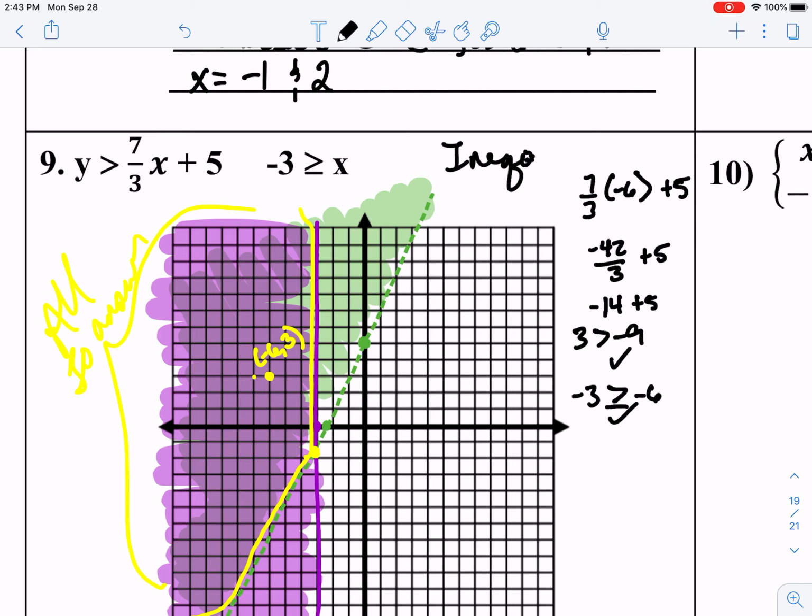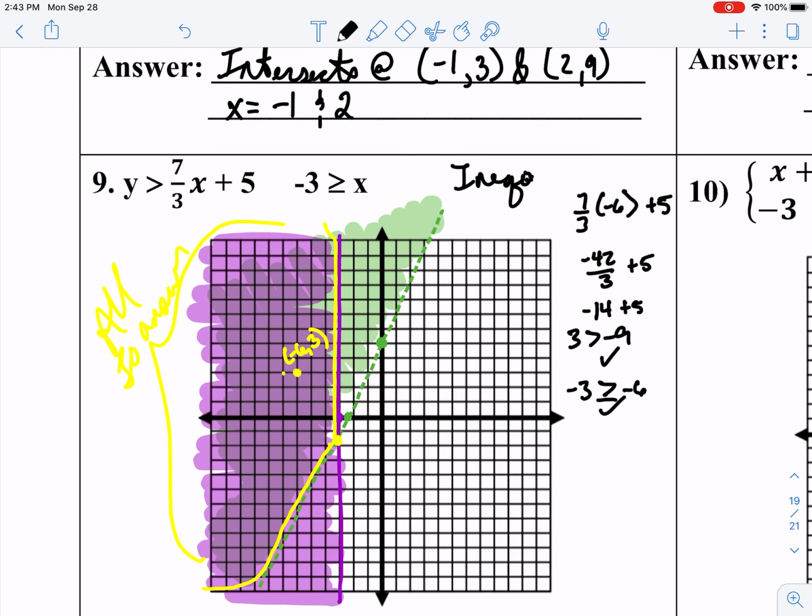I'm kind of getting ahead of myself about checking points. But that's going to be most of the time when you graph here, what the question is going to be asking you to do. It's going to be asking you to test a point and see if it falls in the set of points that's a possible solution.